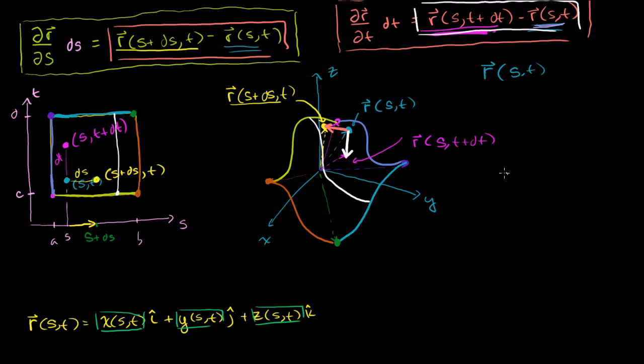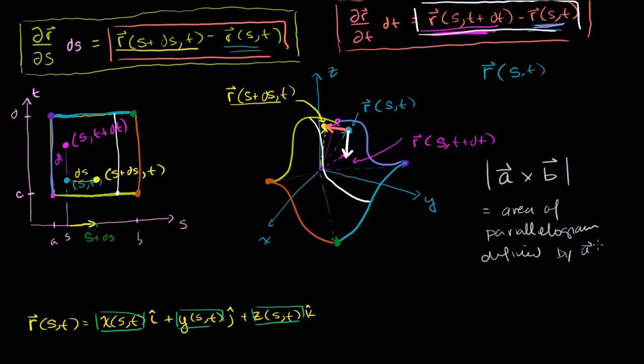Now, you may or may not remember this, and I've done several videos where I show this to you. If I take two vectors and I take their cross product, so the cross product of a and b, and I take the magnitude of the resulting vector. Remember, when you take the cross product, you get a third vector that is perpendicular to both of these. But if you just take the magnitude of that vector, that is equal to the area of the parallelogram defined by a and b.